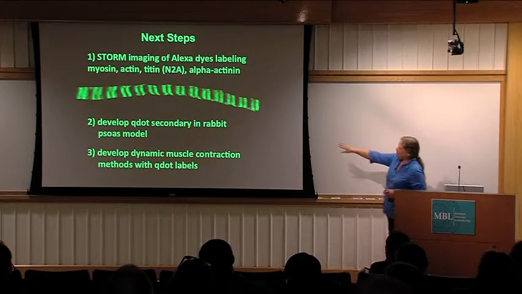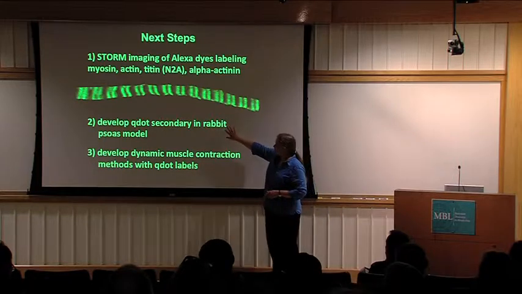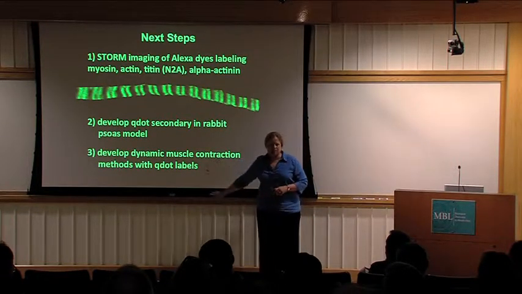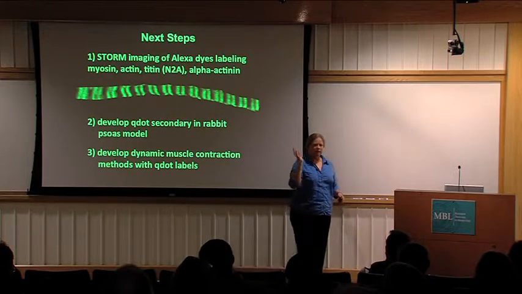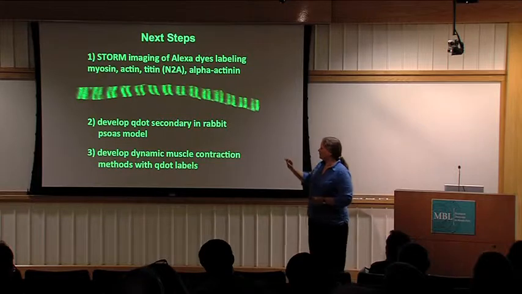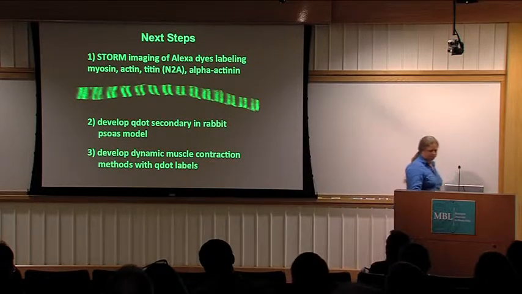Next thing will be to develop a Q-dot secondary in the rabbit psoas model so that we can actually Q-dot label, and then finally to develop the dynamic muscle contraction methods so that we can image the very same region of a fiber before and after contraction to see what the changes in these muscle protein relationships are.